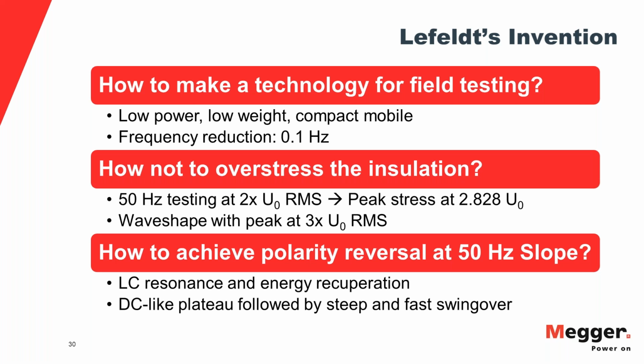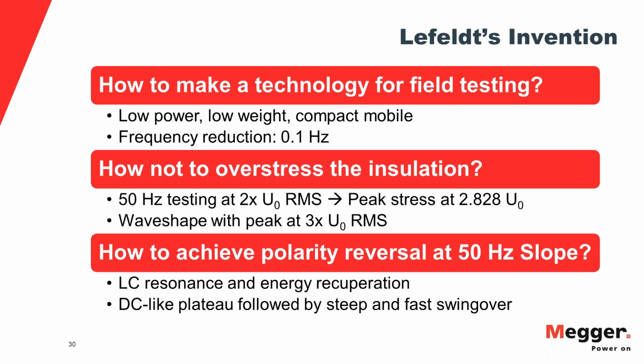So frequency reduction to 0.1 Hertz, because that makes the test set 600 times less demanding in apparent power, or 500 times at 50 Hertz. So then the question was, okay, my wave shape that I want to invent should not overstress the insulation compared to an AC test. And you have to know AC testing, 50, 60 Hertz, is typically done at 2 times U naught. That's pretty much across the board in any standard.